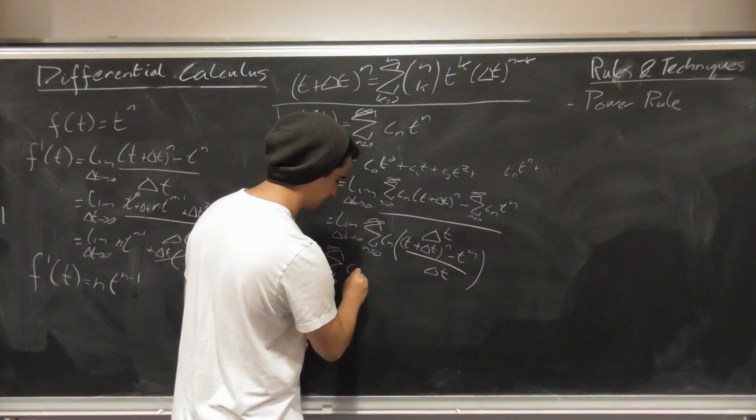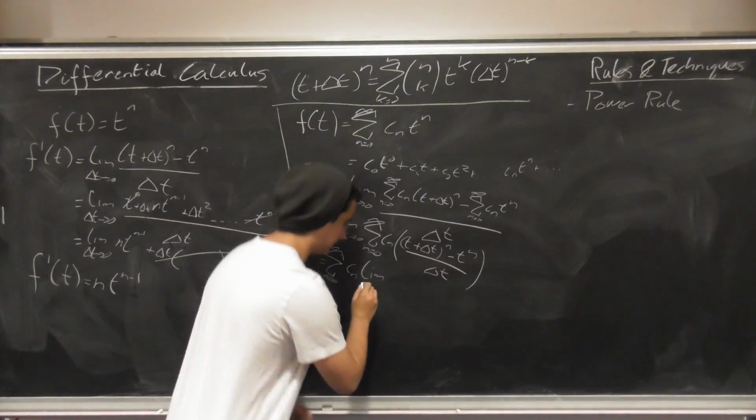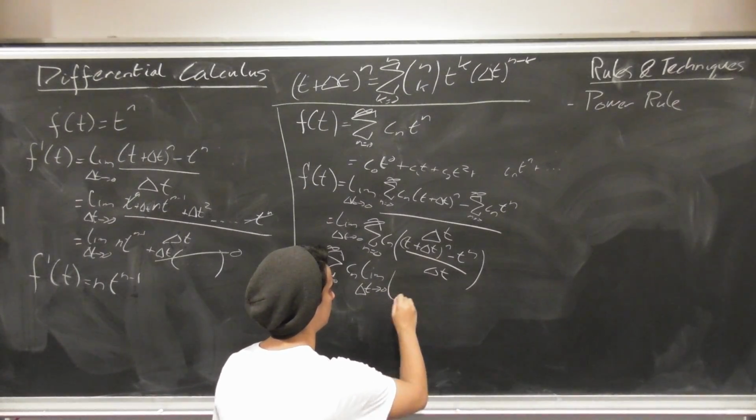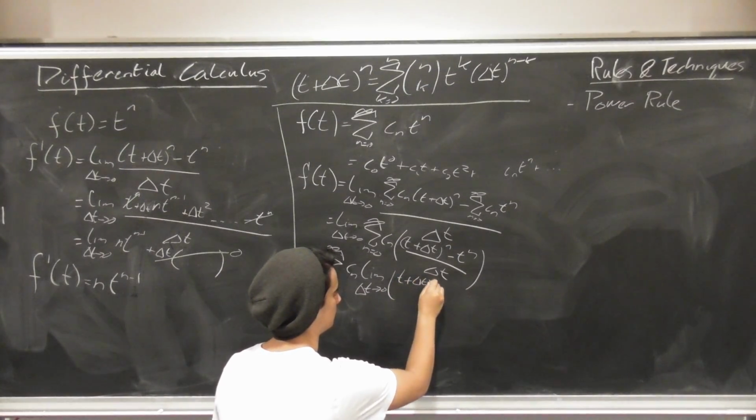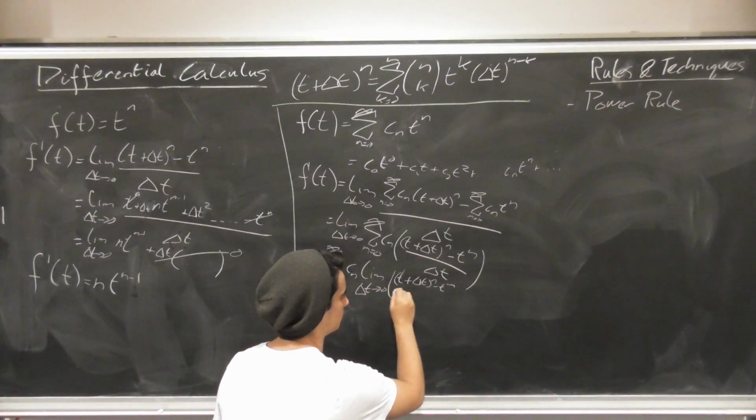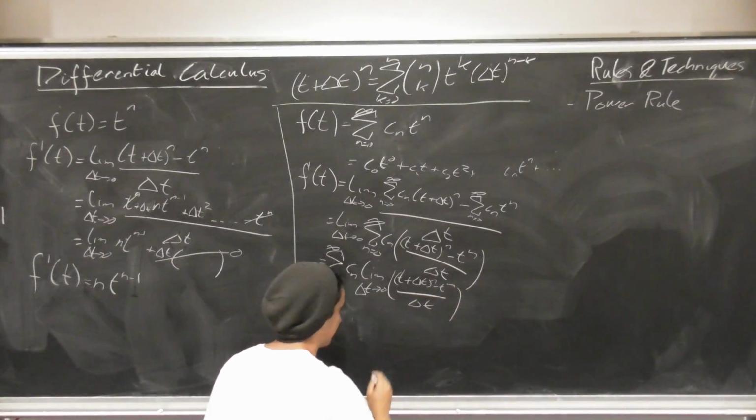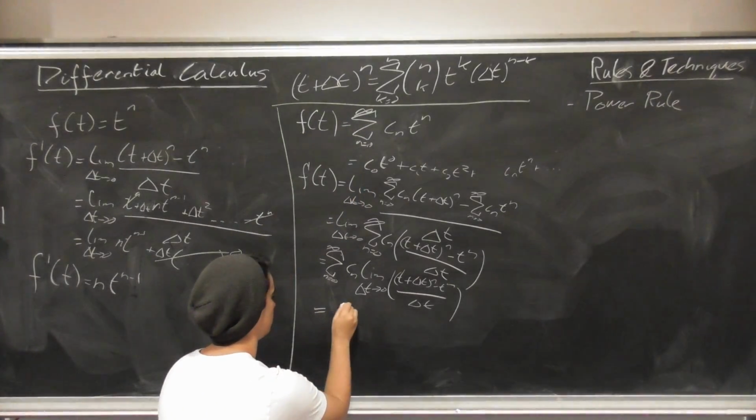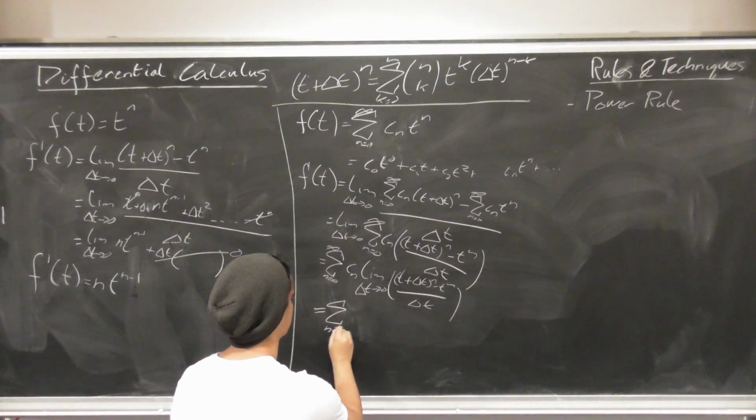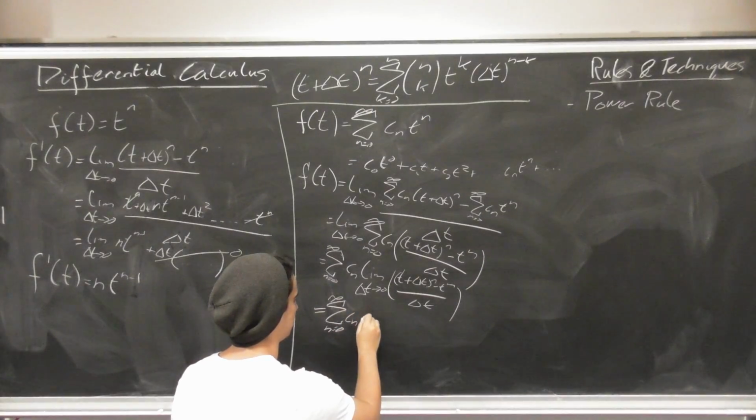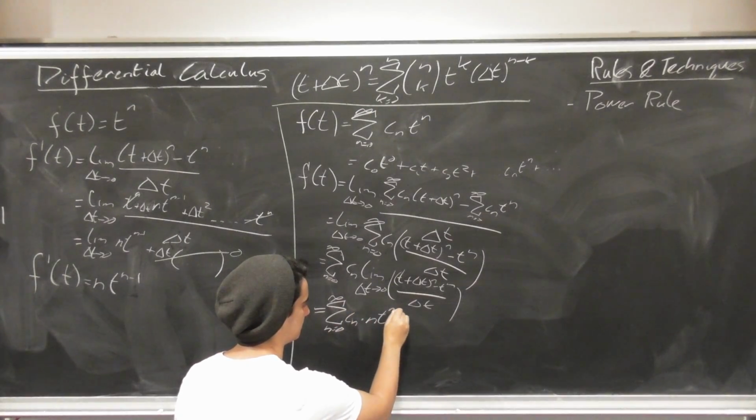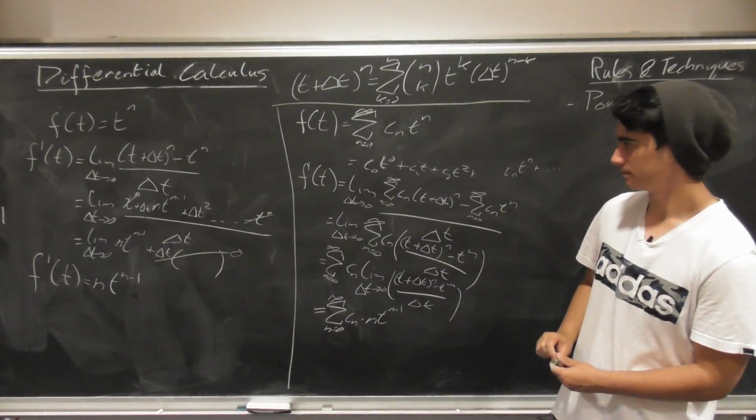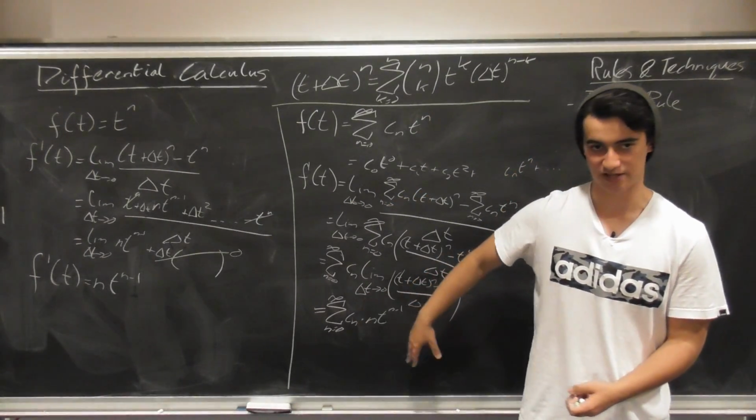So by using this, we can write c to the n times the limit as delta t goes to 0 of t plus delta t to the n minus t to the n over delta t, which we'll recognize from our power rule is just going to be the sum from n equals 0 to infinity of c to the n times t to the n minus 1. So this proves here that your sum doesn't actually matter.